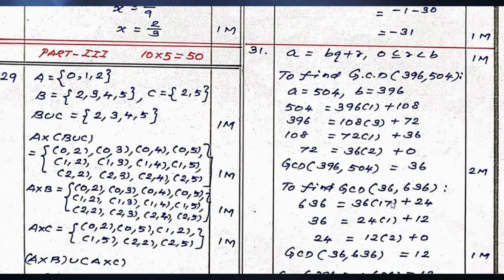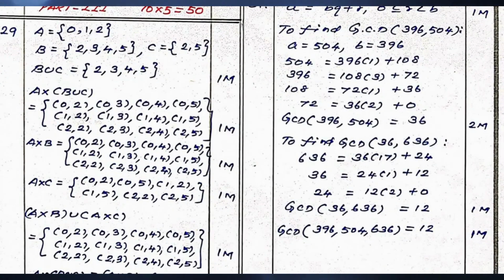And 31, Euclid's division algorithm. There are three numbers given. First, you take two numbers, then find the GCD using Euclid's division algorithm. The GCD of 396 and 504 is 36. Then you take 36 and the third number. Find the GCD for 36 and 636. Here the answer is 12.